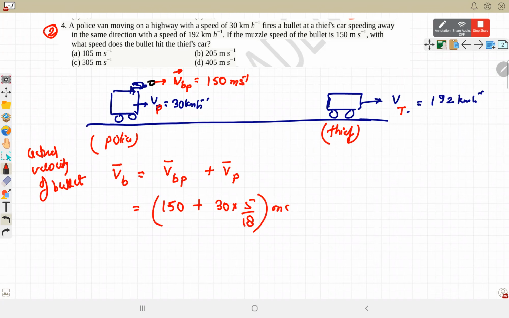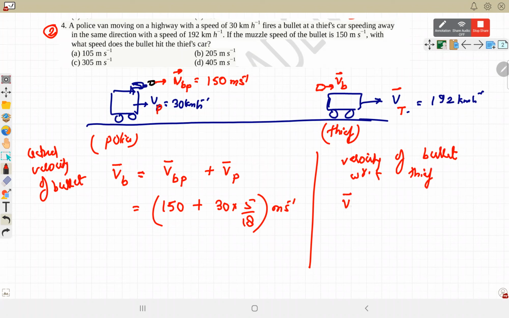Now when this bullet reaches the car of the thief, they both are moving in the same direction. So velocity of bullet with respect to thief car. Now they are moving in the same direction. So velocity of bullet with respect to thief car is velocity of bullet minus velocity of thief.